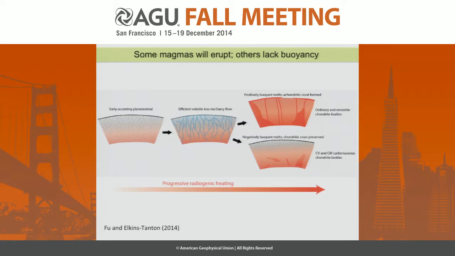And so on the top right, you see positively buoyant melts where an achondritic basaltic crust, a true crust, would be formed. This is by secondary melting. Ordinary and enstatite chondrite bodies, bulk compositions indicate that that silicate melt would be buoyant and erupt. But we found, and you see on the bottom right, that the CV and CM carbonaceous chondrite bodies have melts that in many cases are dense and they would be negatively buoyant, and any chondritic crust, I hate to call it a crust, it's not truly a crust, but it's hard to remember to say lid every time or some other word. The primitive material that was left on the surface or accreted by later impacts would be preserved.